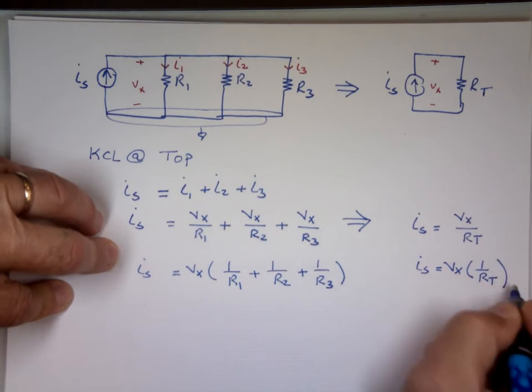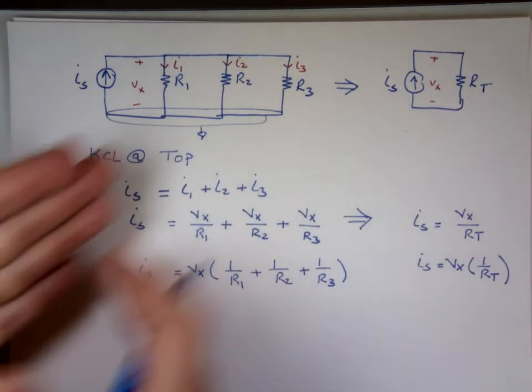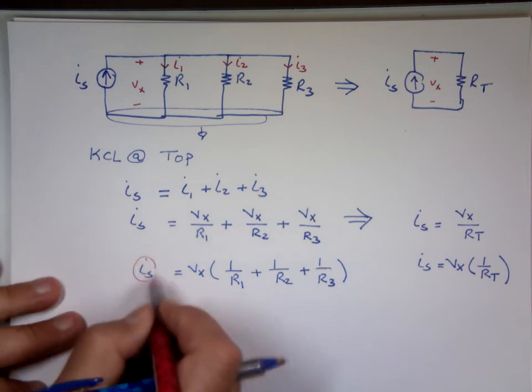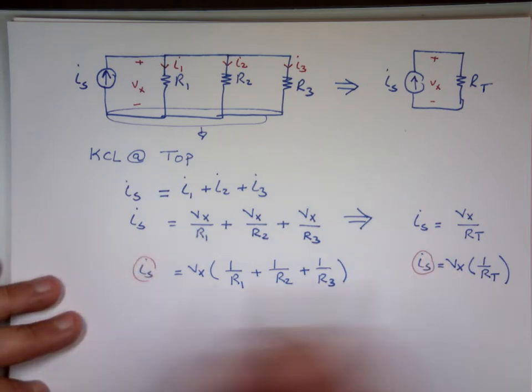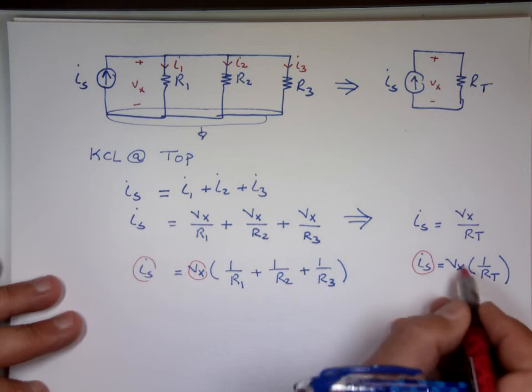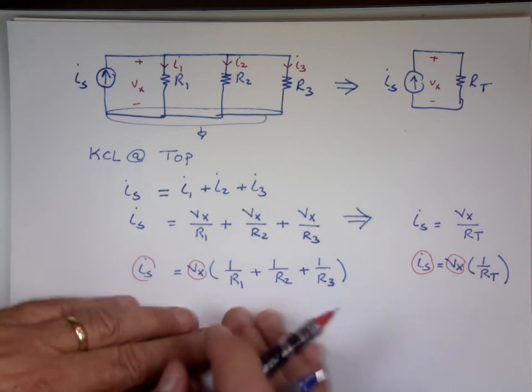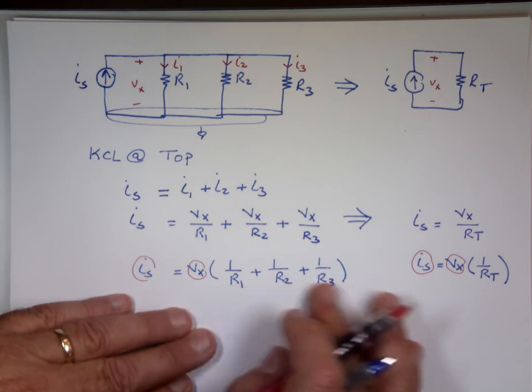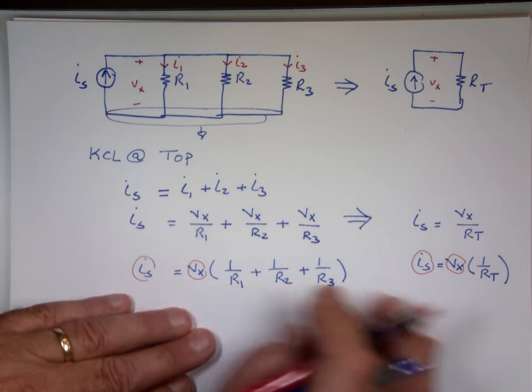Again, you want this side to equal this. You get I sub S here, you get the same I sub S here. You get Vx here, you get Vx here. For these two to equal each other, that means what? The sum of these resistors must equal that one.